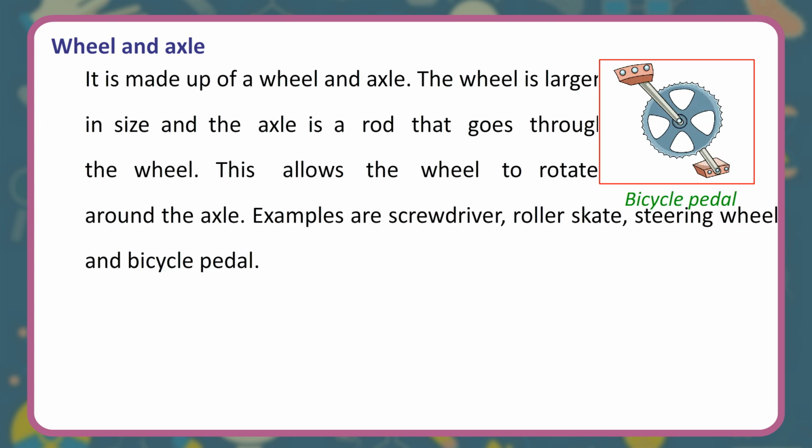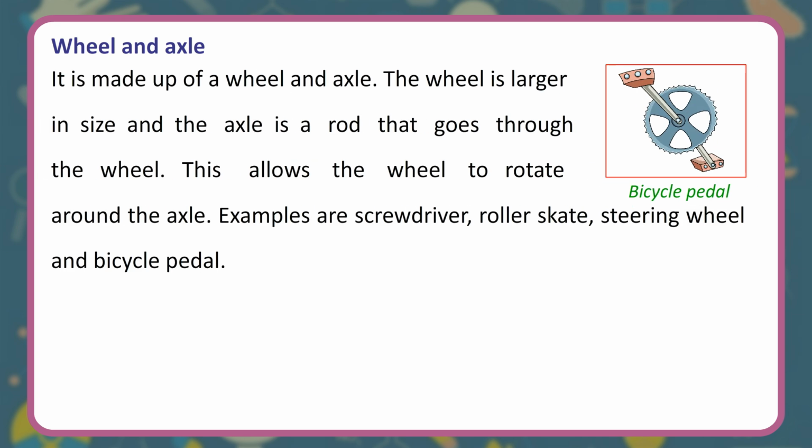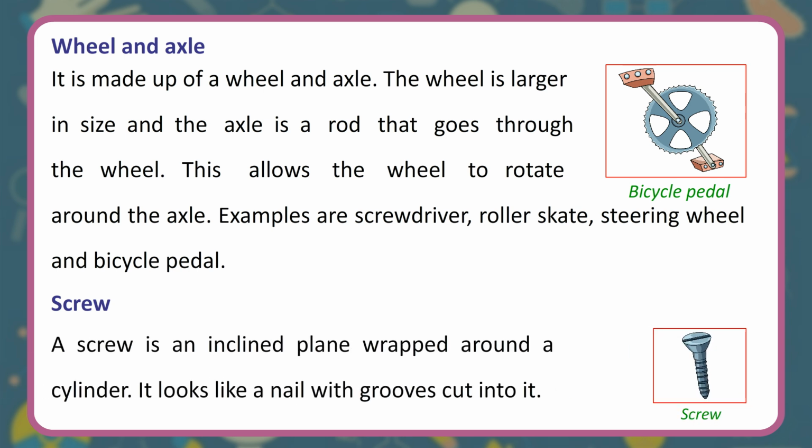Wheel and axle. It is made up of a wheel and axle. The wheel is larger in size and the axle is a rod that goes through the wheel. This allows the wheel to rotate around the axle. Examples are screwdriver, roller skate, steering wheel and bicycle pedal.